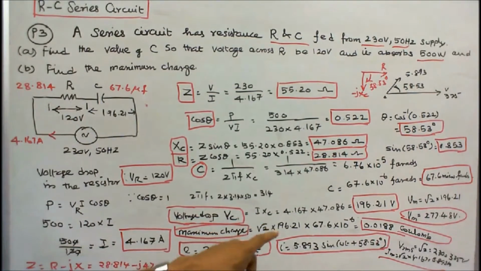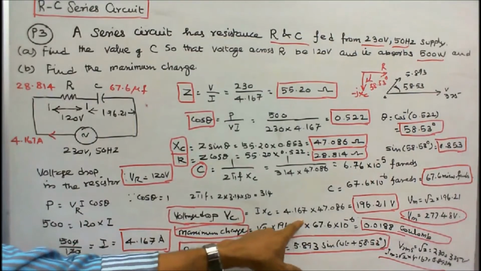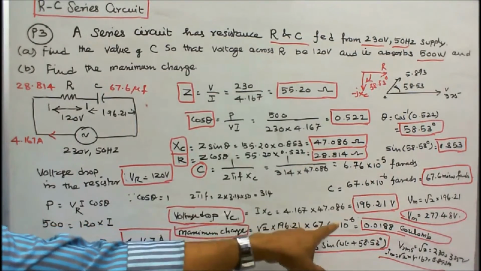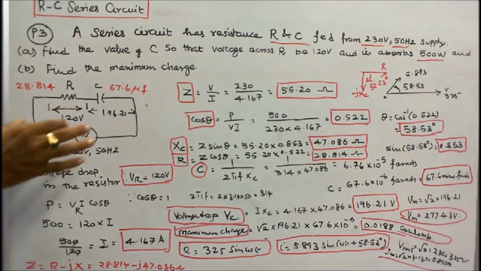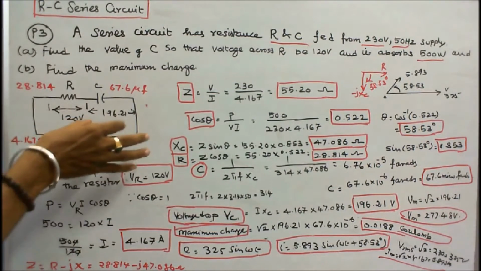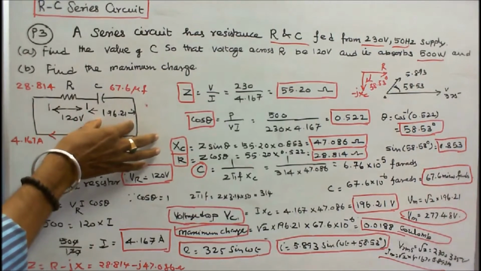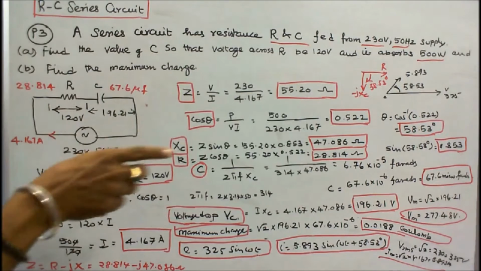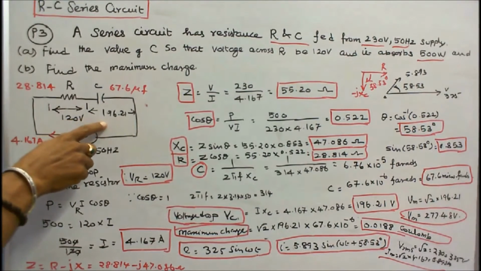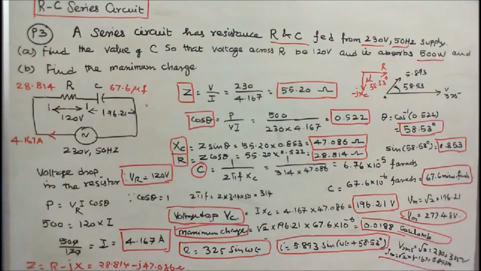I can find the voltage drop across the capacitor, I into Xc, 4.167 into 47.086, that is equal to 196.21 volts. Here voltage across the resistor is 120, voltage across the capacitor is 196.21. So the supply voltage is 230. 230 is equal to root of 120 square plus 196.21 square, that is equal to 230.